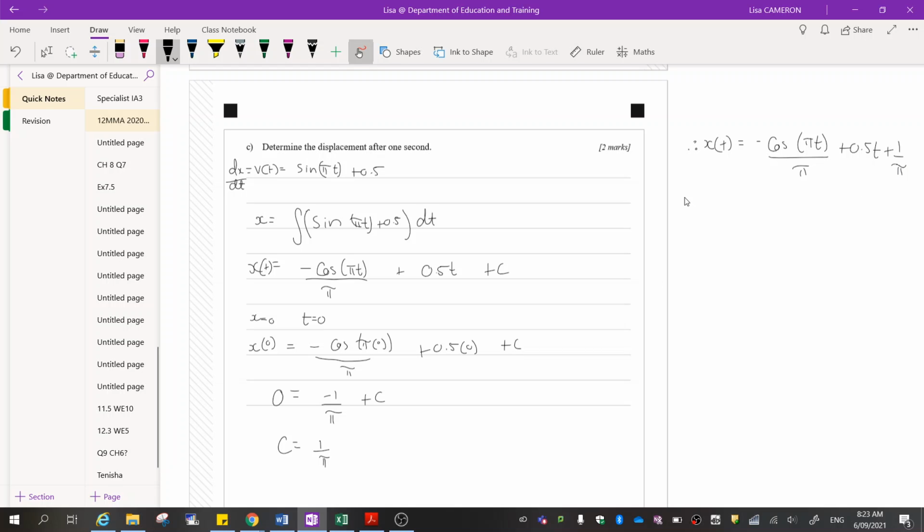Okay, and now we want to substitute in t after 1 second. So now we've got minus cos pi of 1 over pi, plus 0.5 times 1, plus 1 over pi.